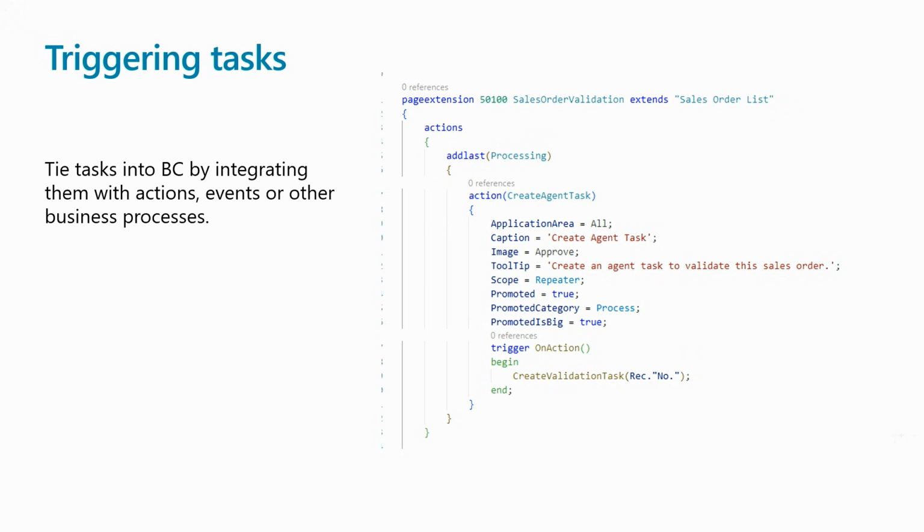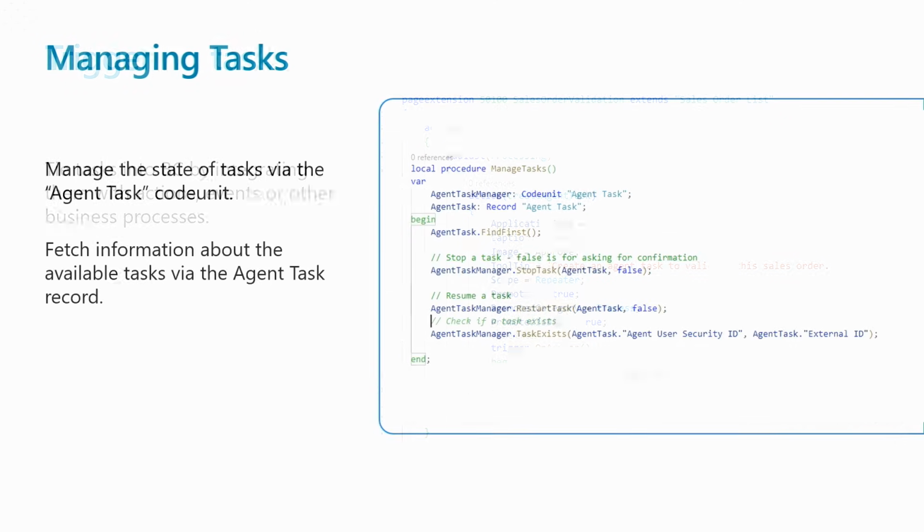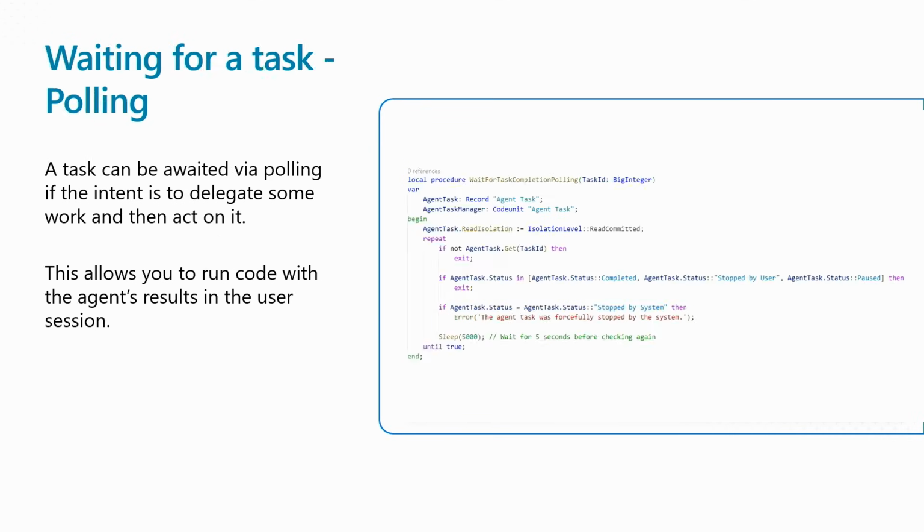So how do I trigger tasks after I have created the code for it? All you need to do is to embed it inside Business Central, either as part of an action or as part of a process through events, or in many different ways that you can try through coding in AL. Here we have an example where we are doing this as part of a page extension, and we are adding a new action to the sales order list. Again, like with agents, you can also manage tasks through the agent task codeunit, which allows you to, for example, stop tasks or restart them, and a few other things.